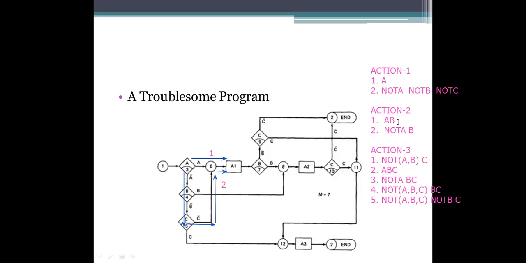So action 2's part means A and B. I am taking another color. So see here, this will lead you to reach action 2, which is 1. Okay, what is the next one? Not A and B.